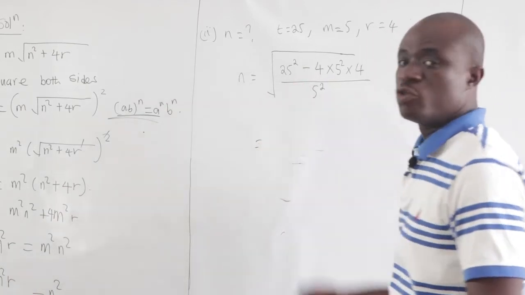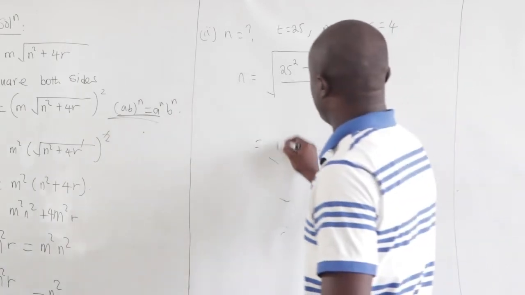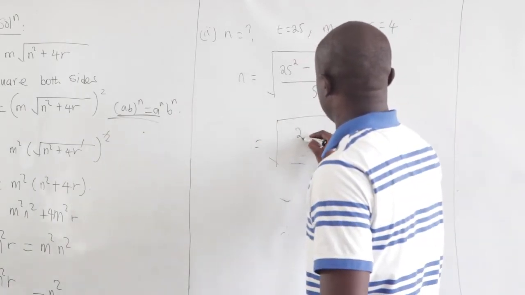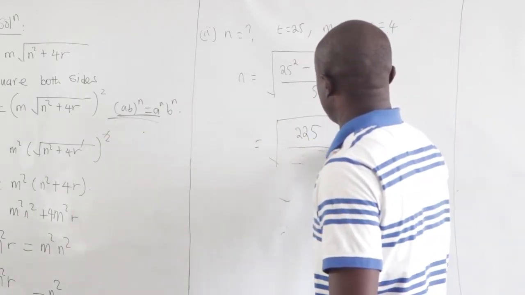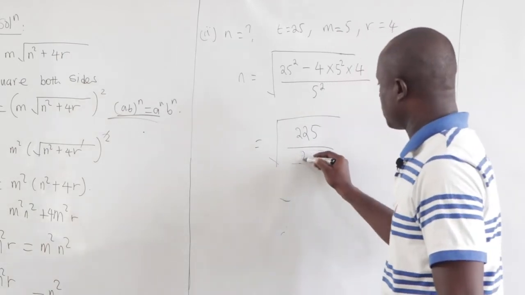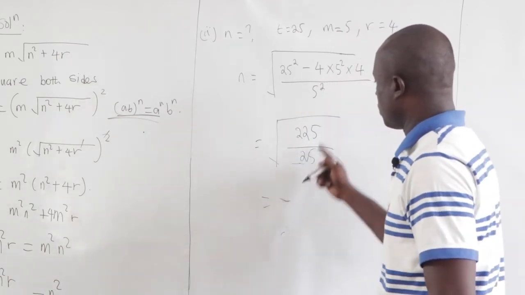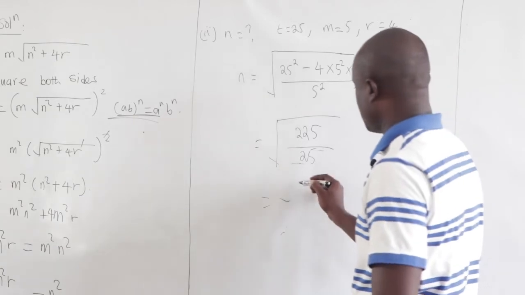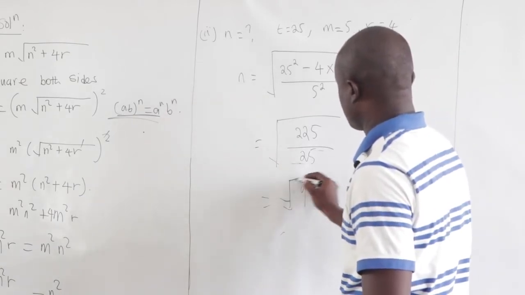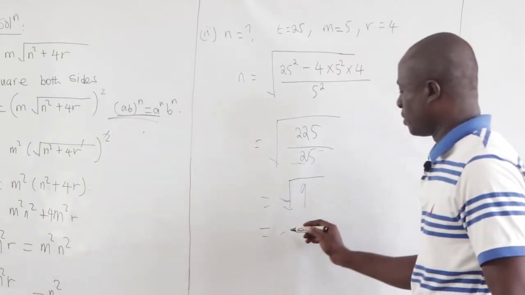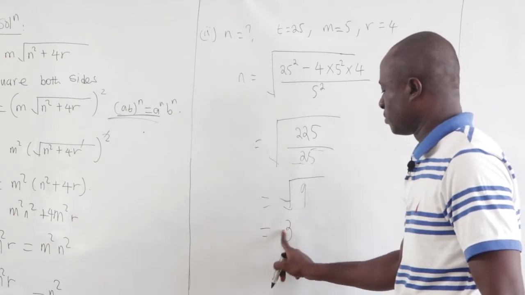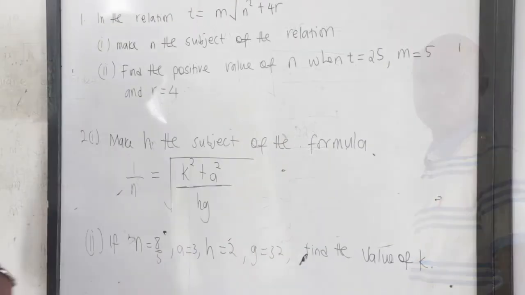Now, when you punch the numerator on the calculator, we are getting 225. What is 5 squared? We are getting 25. Now, 25 will go into 225, that is 9 times. And the square root of 9 is 3. Now let's see the second question.